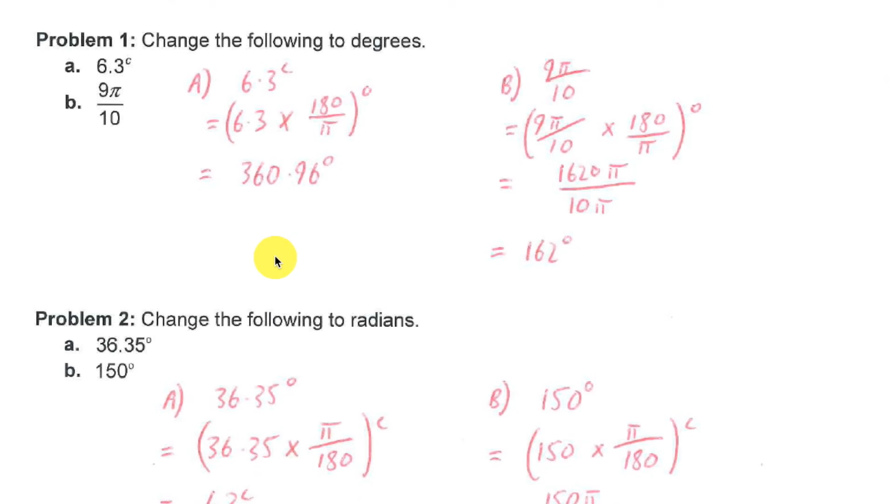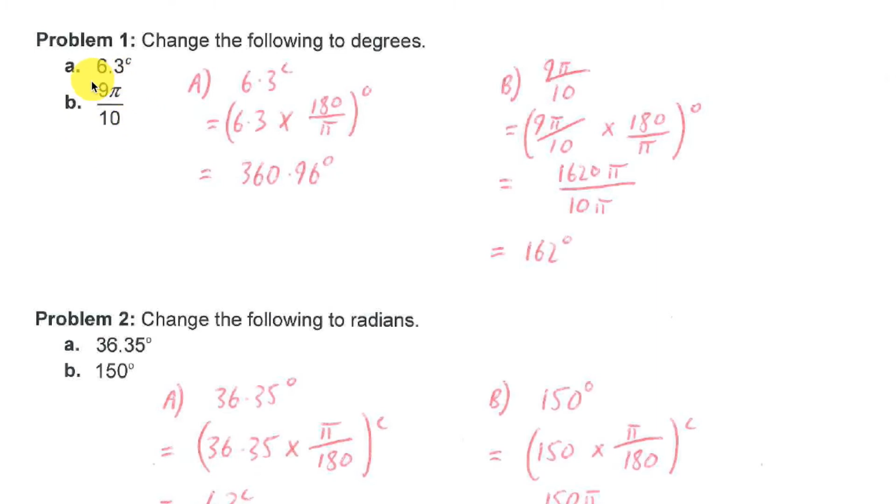Looking at problem 1, we've got two examples of angles measured in radians, and we need to convert those into degrees. So in the first instance, I've got 6.3 radians. To make the conversion into degrees, all I need to do is take the radian angle and multiply it by 180 on pi, where pi is just that 3.142. So I literally put into my calculator 6.3 multiplied by 180 on pi, and that will give me 360.96, and that will be in degrees.